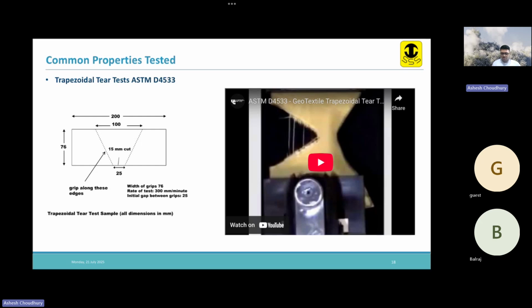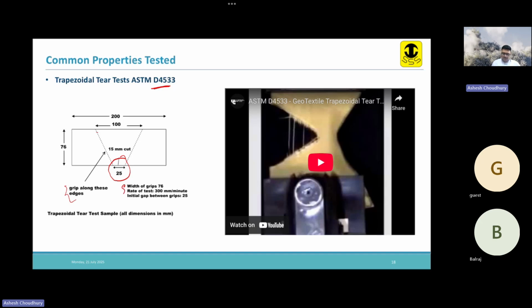So what we do, we have a geotextile test given by ASTM D4533. We have a geotextile specimen 200 by 76 mm, and then we make a cut in the geotextile like this. Okay, we make a 15 mm cut here. And we hold the geotextile by gripping along these dotted lines that is given here, right? We hold the geotextile like this by gripping along this dotted line.